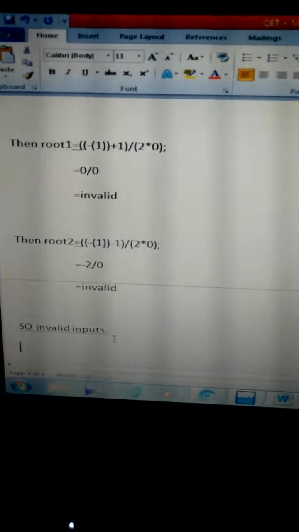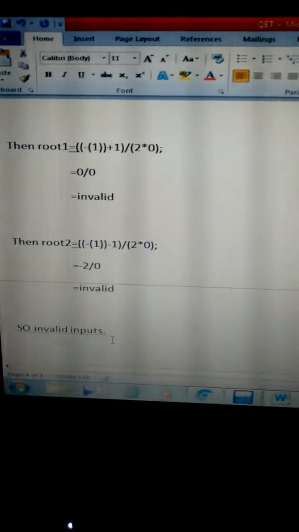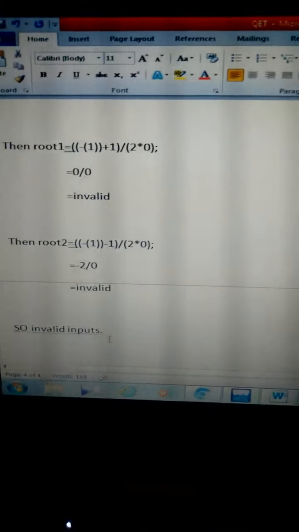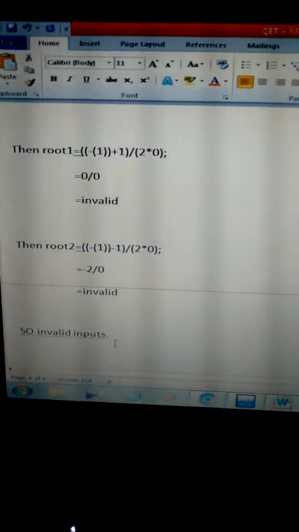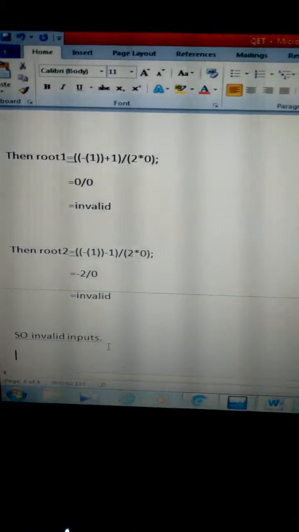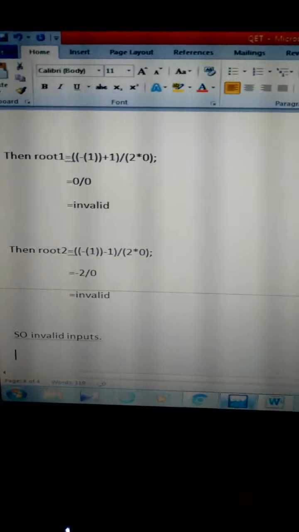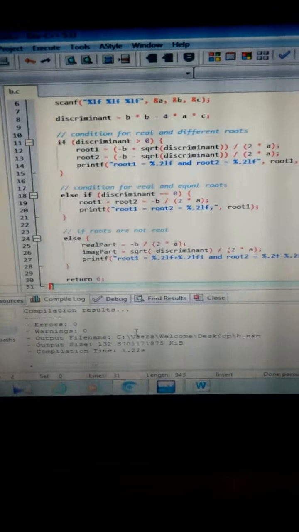This is all about the second program of the CPL lab. This is all about the tracing and this is the execution. We got the same values. I hope you understood. Thank you.